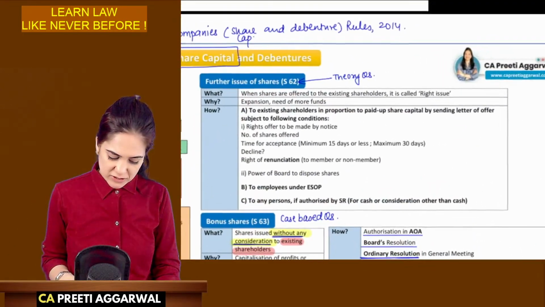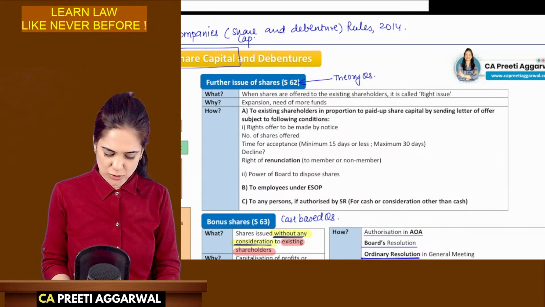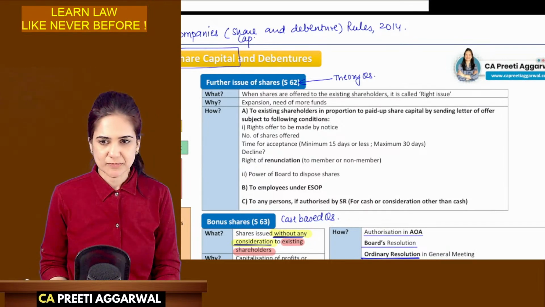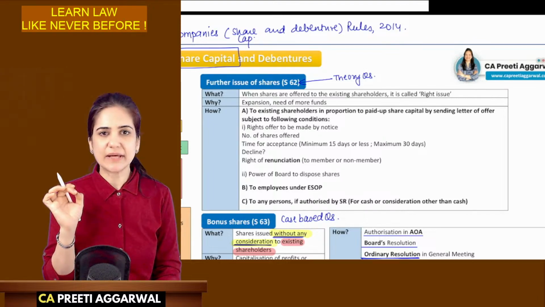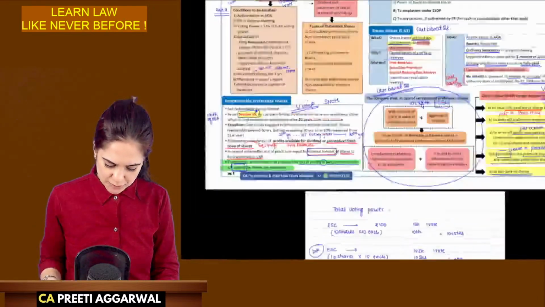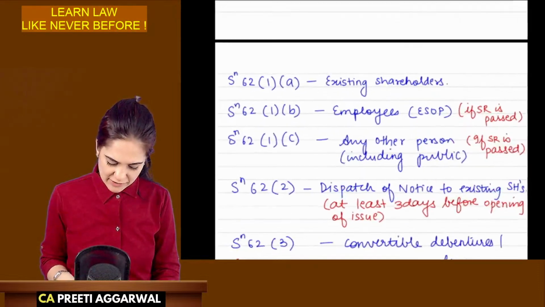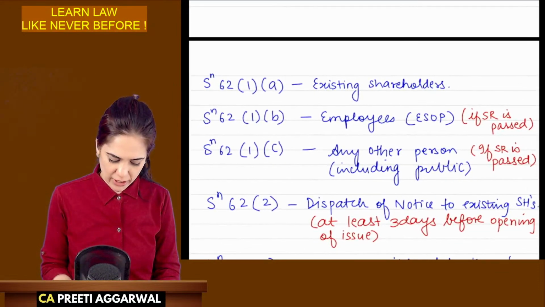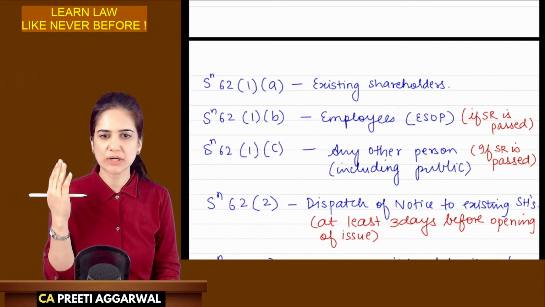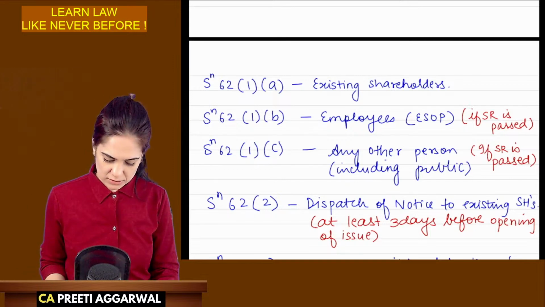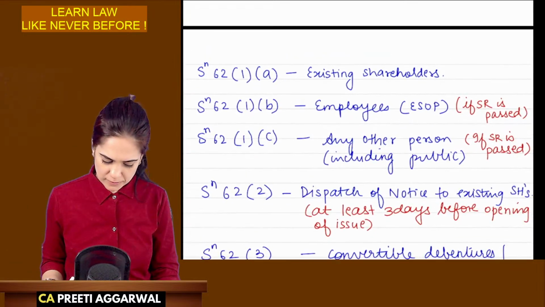Then we have the further issue of shares, which is also known as rights issue. Students, it is a very lengthy section, section 62. So see, I have prepared a small note for you. You can come back and view this note again. You may not write anything right now.